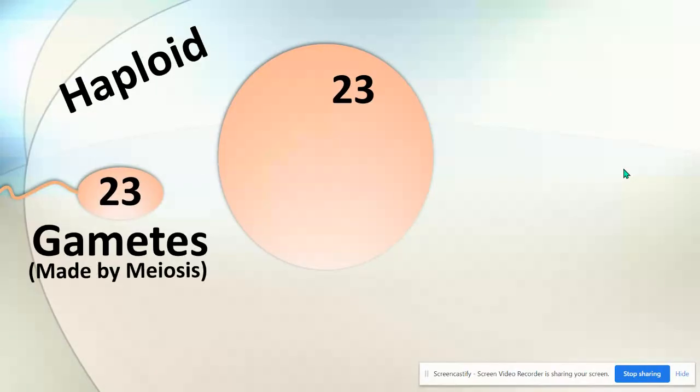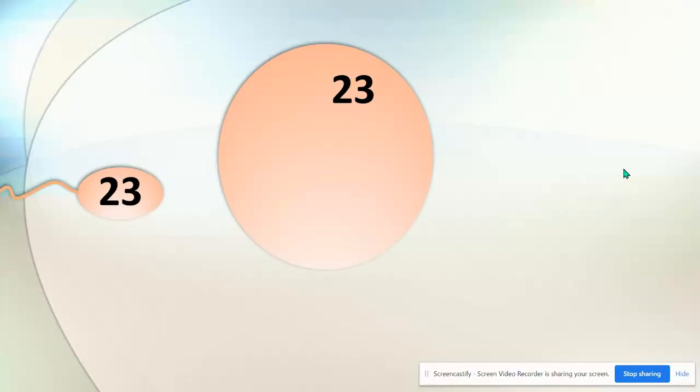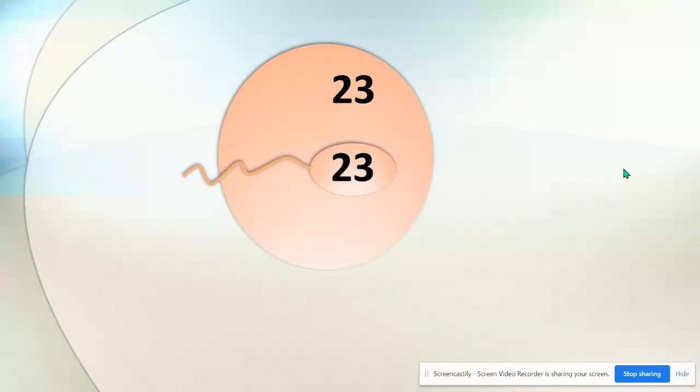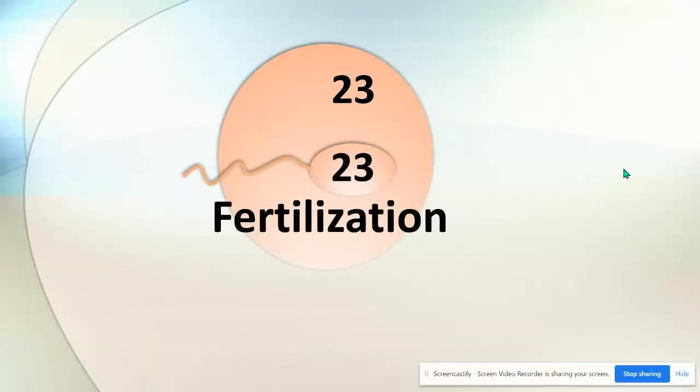Now they have one of every kind. So we call this haploid, having one set of chromosomes. They have one number two, one number three, like that. So when a sperm fertilizes an egg, that forms a zygote. So here we have fertilization. This is where those 46 chromosomes come from.